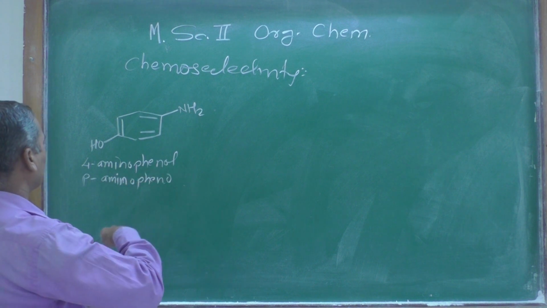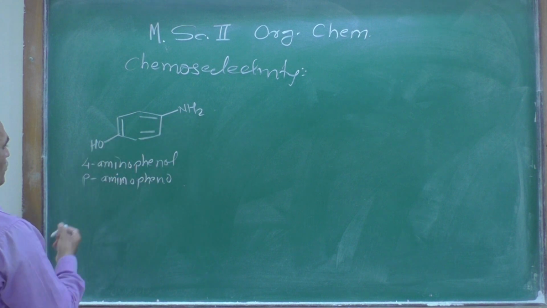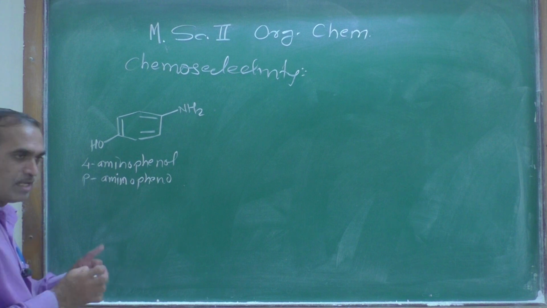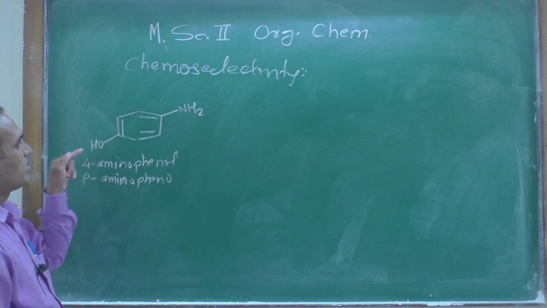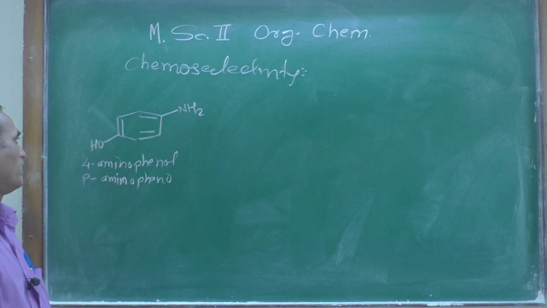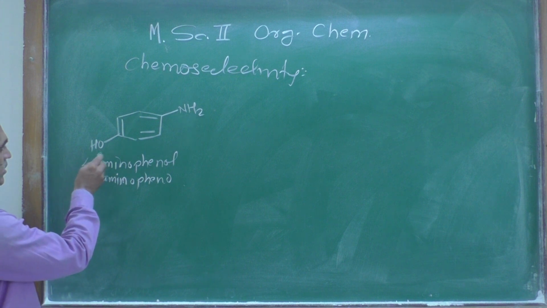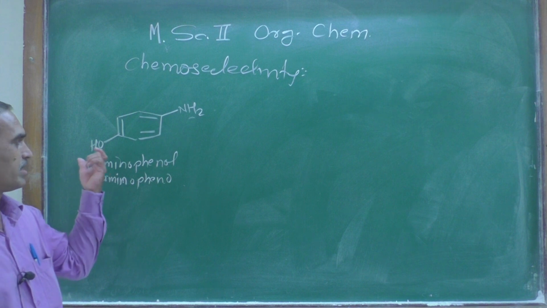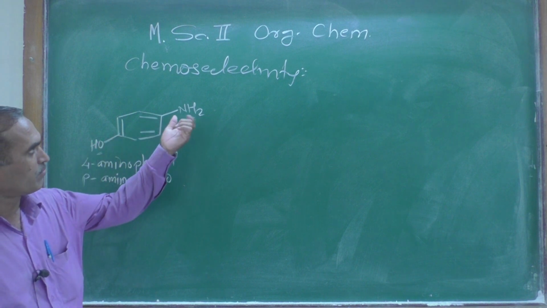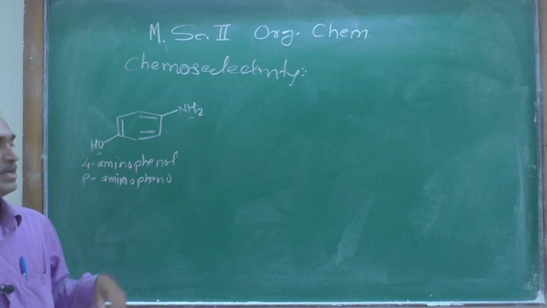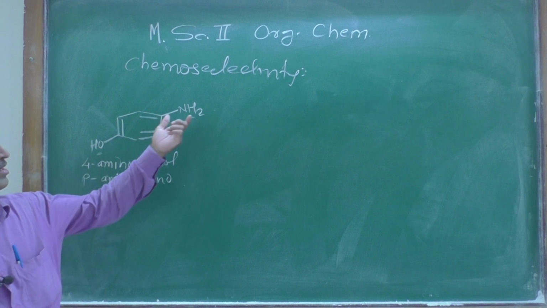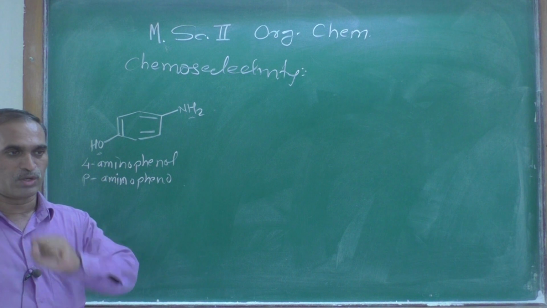or other way around you can call it 4-hydroxyaniline, or para-hydroxyaniline. If you look here, there are two functional groups present. One is a hydroxyl group and one is an amine group. This one is called a hydroxyl group or phenolic group, and this one is called an amino group.